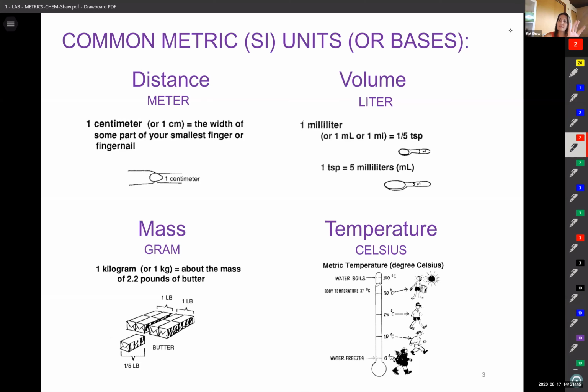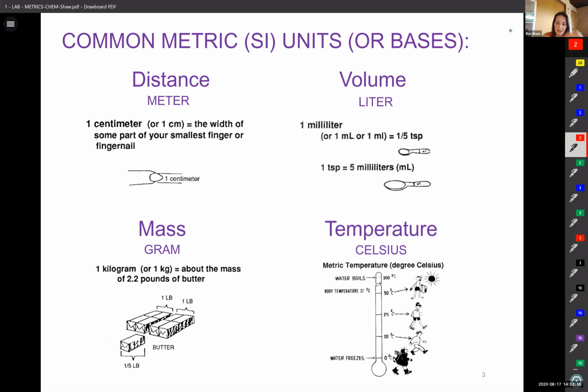In terms of physiology, these would be good bases to use. These are our default measurements for distance, mass, volume, and temperature. For distance, the meter. For mass, grams. Volume, liter. Temperature, we typically use Celsius in physiology.